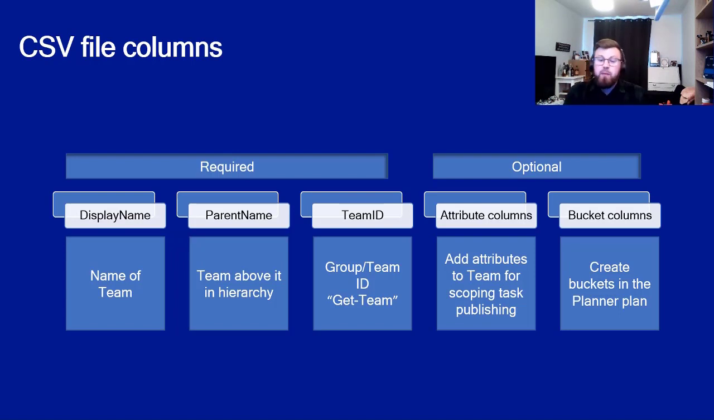Then some optional columns as well to further build on functionality here. We have the attribute columns and the bucket columns. As I said, they're optional, but I really recommend using them, and I'll show you why. Basically, the attribute columns are to be able to filter down on specific nodes that you're interested in.